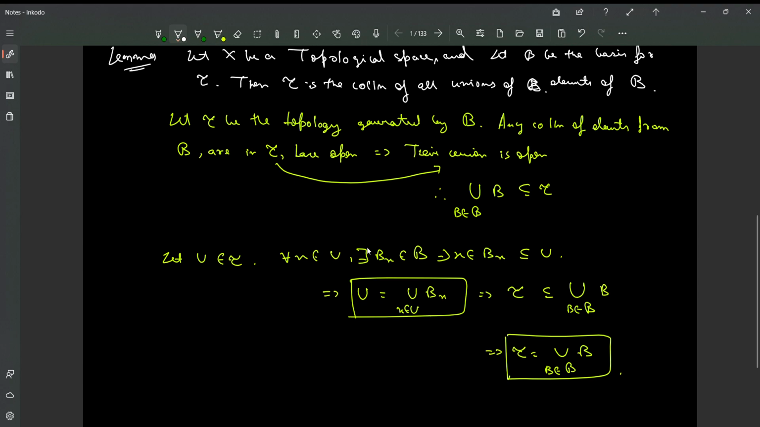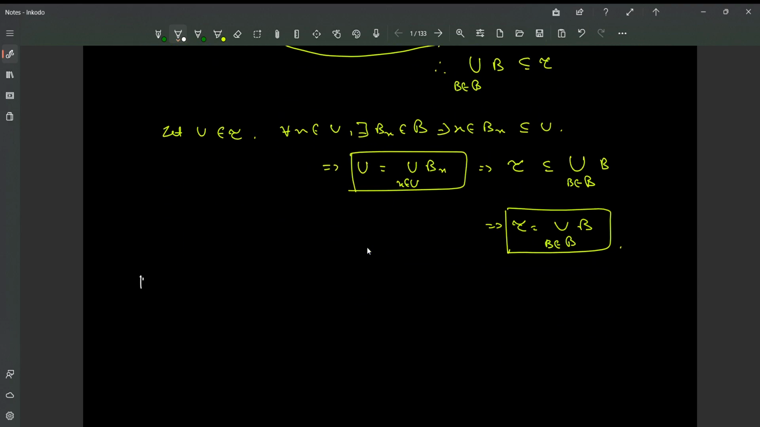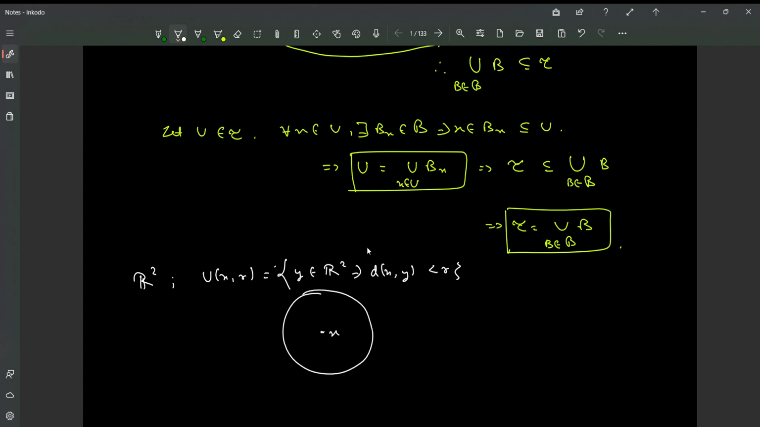So a very usual example. We know that in case of R2, we consider these open balls, right? So U(x, r) is the collection of elements y from R2 such that the distance between x and y is less than r, right? So they are balls with center x and radius r. Since I am considering the standard topology, I will obviously consider d to be the standard Euclidean metric.